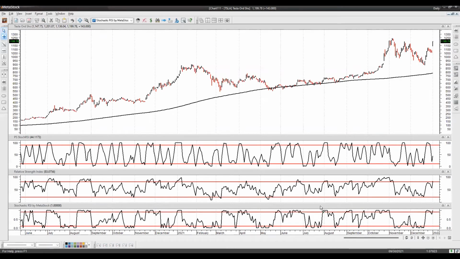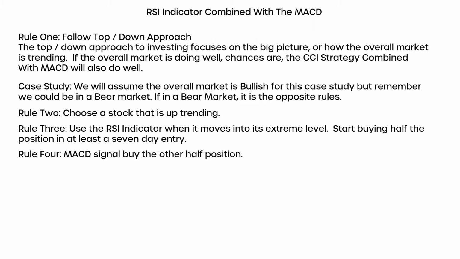That's why we say a lot of times the RSI indicators, either the PSRSI, the stochastic RSI, the relative strength index, the relative strength momentum index, all these RSI indicators can stay oversold or overbought for long periods of time. That's why having a period of 7 to 15 days of slowly building the position is what a lot of us do. Rule 4, MACD signal to buy the other half position.